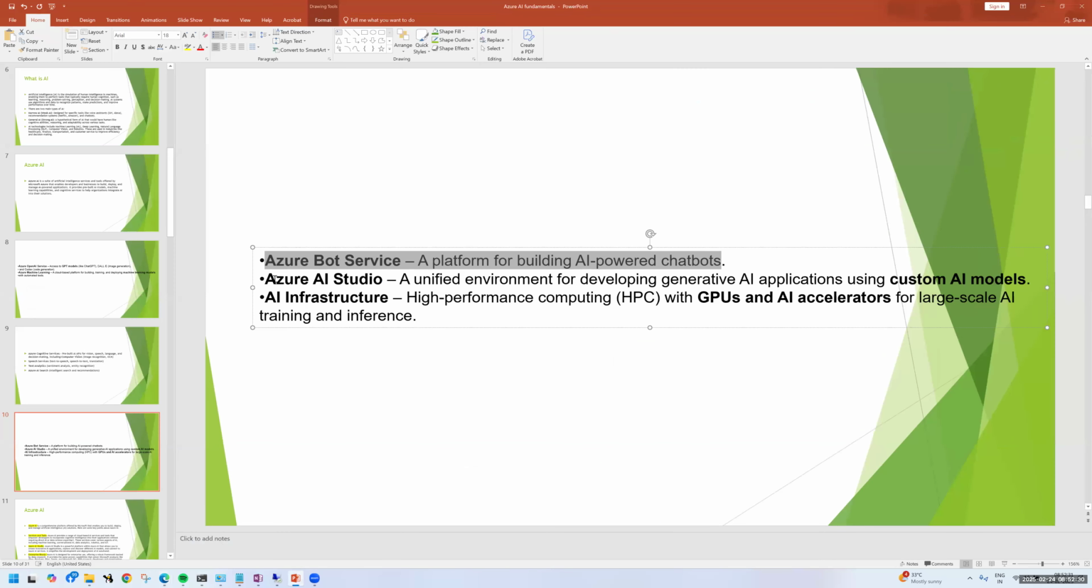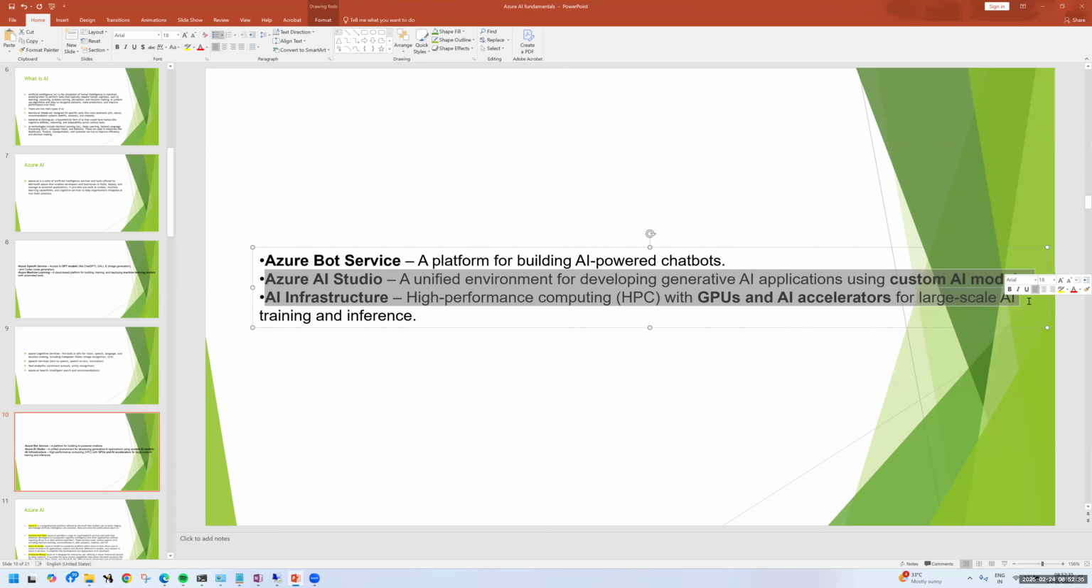Okay, so that is about the chatbot. Next, AI Studio. What is that that Microsoft is providing? AI Studio, like how we have Visual Studio to develop .NET, Java, PHP, Python related applications. In the same way, Microsoft introduced AI Studio where you can develop custom code. See, this is the developer tool, a unified environment for developing generative AI applications using custom AI models, guys.